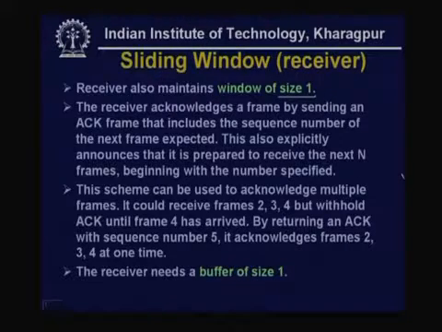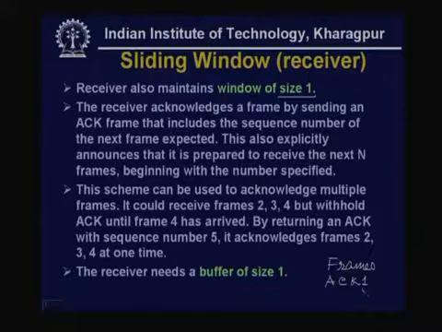to 1. The receiver acknowledges a frame by sending an acknowledgement frame that includes the sequence number of the next frame expected. That means, suppose frame 0 has been received by the receiver, then it will send an acknowledgement like this, ACK1. That means the frame that it is expecting next. So, in this way, it explicitly announces that it is prepared to receive the next n frames beginning with the number specified.